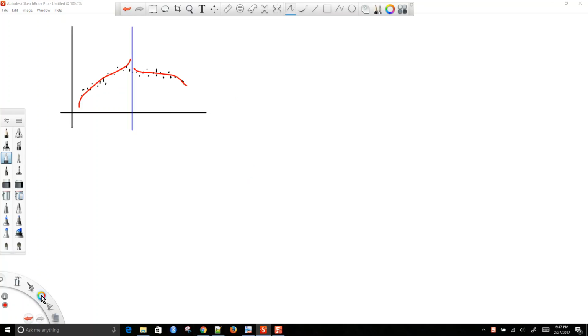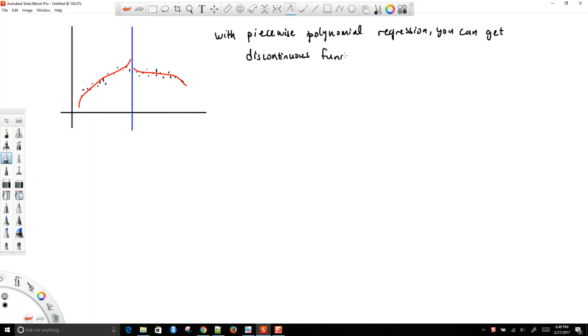And you can end up getting discontinuous functions, right? So with piecewise polynomial regression, you can get discontinuous functions, which is undesirable, to say the least.